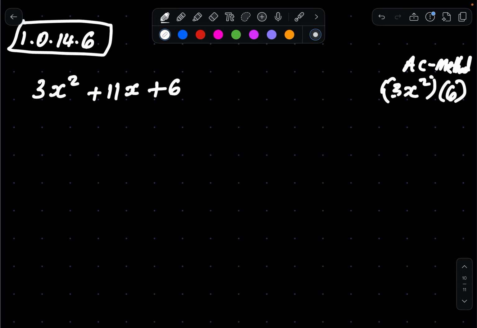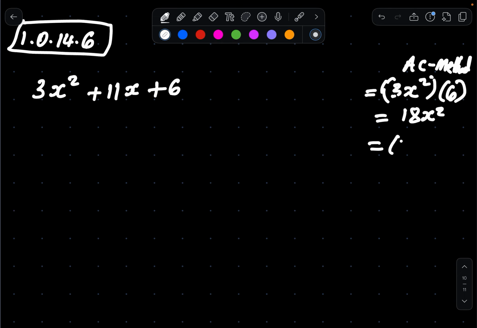What is 3x squared times 6? That will give us 18x squared. Now we need to break down the 18x squared in such a way that the two factors add to the middle term. They need to give us positive 11. So 18 can be 3 and 6, but 3 and 6 are far away from adding to 11. We can have 2 and 9, which is when we add, we get 11.